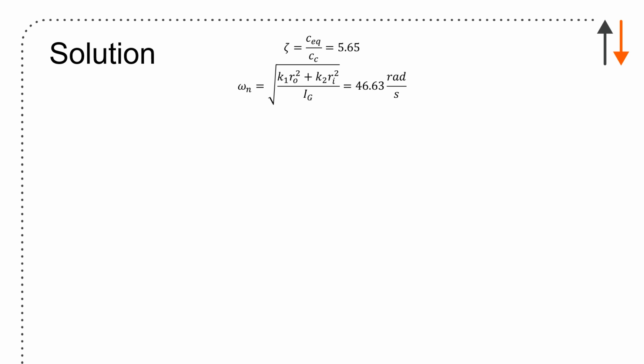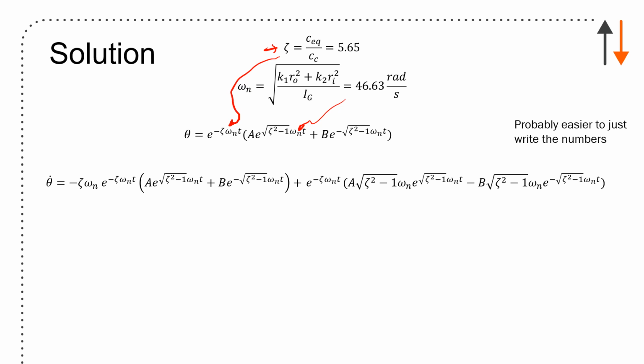So you end up with a damping coefficient of 5.65, which is right up here. The natural frequency for the system is the square root of K over M, and so K over M is K1 R0 squared plus K2 Ri squared over I sub g, and that ends up being 46.63 rads per second. We can substitute all of this back in, so I'm going to regret this, but you put the zeta in there. You have all of the terms that you need. You already have omega n, and you can put all of them in.